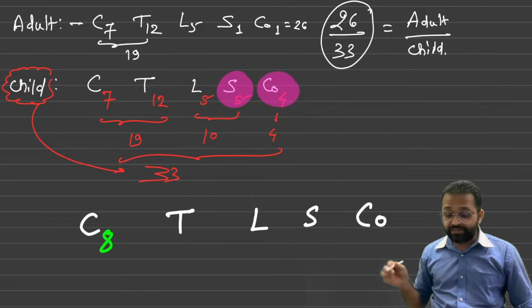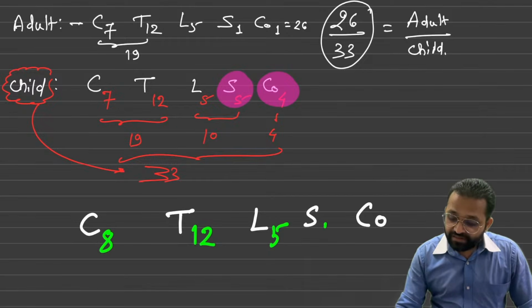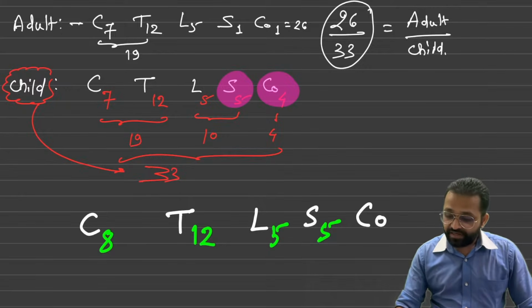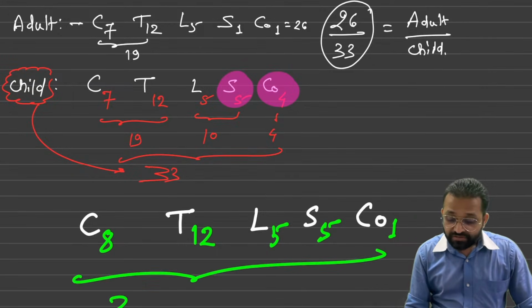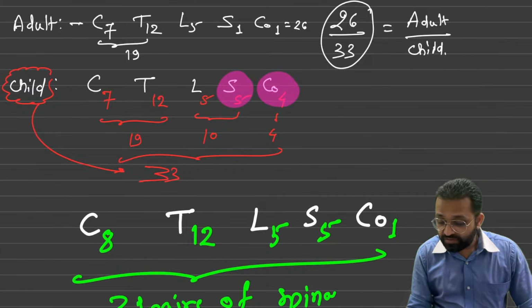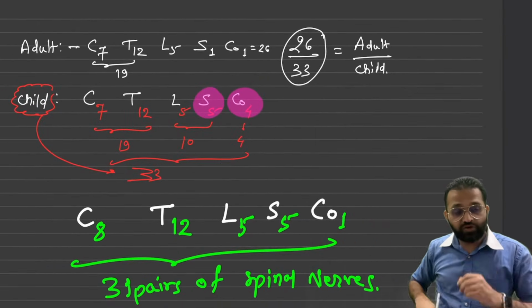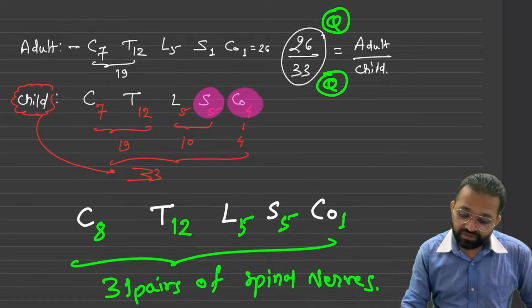Cervical spinal nerves are 8, thoracic nerves are 12, lumbar nerves are 5. Sacral nerves are also 5. And coccygeal nerve is 1. So total, remember, 31 pairs of spinal nerves. Don't forget. One question sure from this slide. It is a very favorite question of the NORCET exam. Yes. MCQ, MCQ, MCQ.